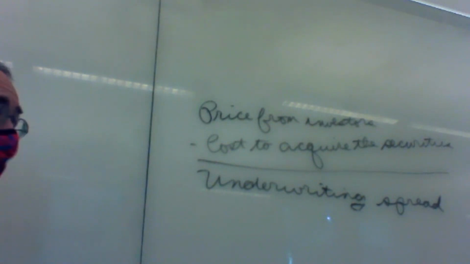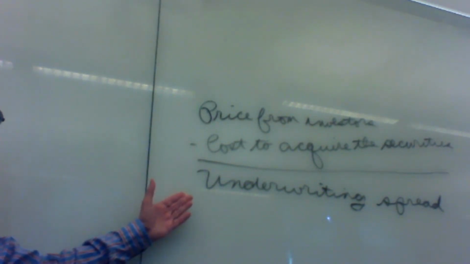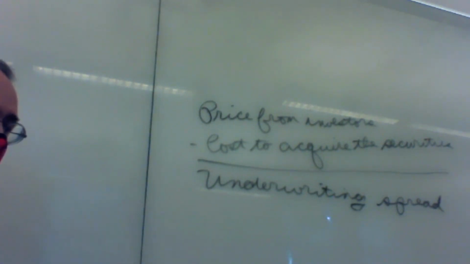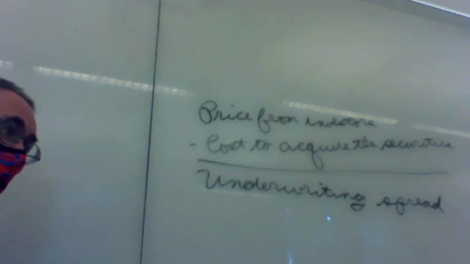Do you think the underwriting spread could be negative? Yes, it could turn negative. That's one way in which underwriters are subject to a lot of risk, because they can turn a loss quite quickly. But of course, if you want to make a lot of money, you have to take risk.